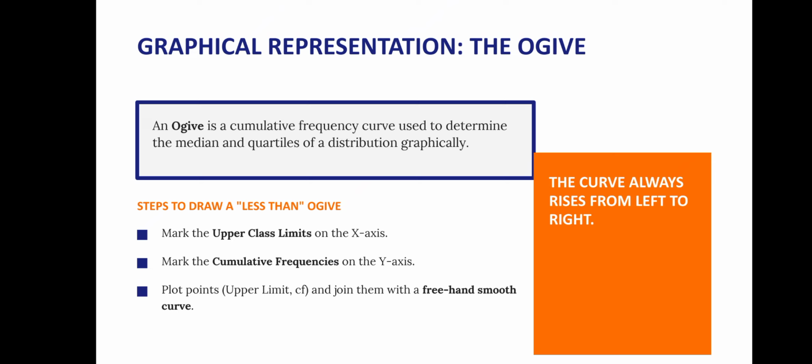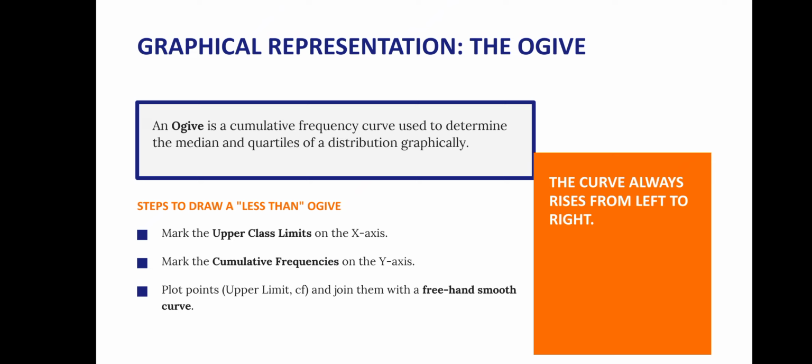Next topic is graphical representation, the ogive. An ogive is a cumulative frequency curve used to determine the median and quartiles of the distribution graphically. So what steps are required to draw a less than ogive? Generally, the less than ogive is in the syllabus, while the more than ogive is not in the syllabus of class 10th ICSE. We need to mark the upper class limit on the x-axis, mark the cumulative frequencies on the y-axis, plot the points upper limit and CF and join them with a freehand smooth curve.